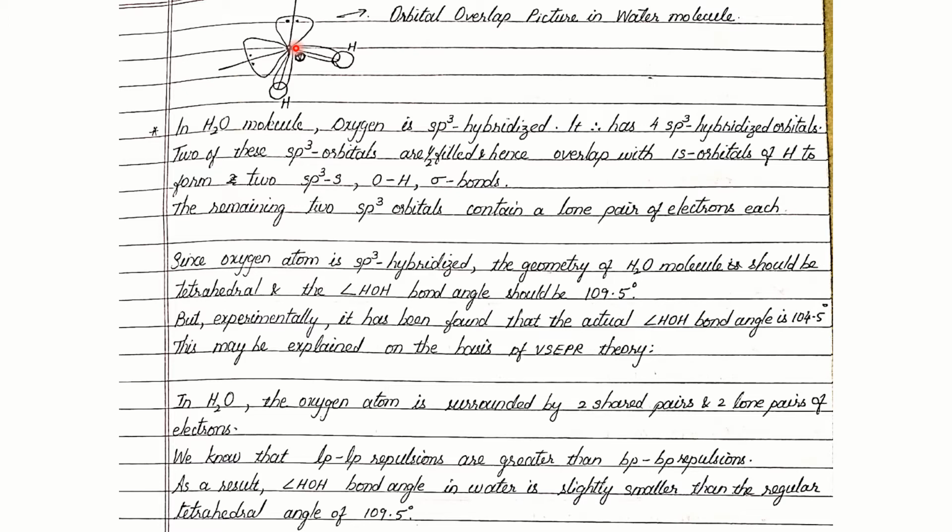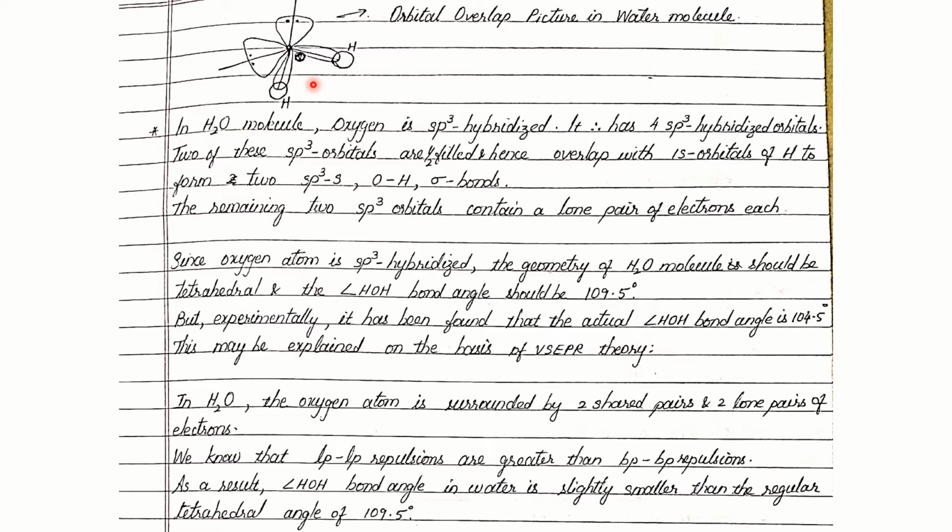But experimentally, in water molecule, it has been found that the actual HOH bond angle is 104.5 degree. We expect the angle to be 109.5 degree, but actually it has been found that the HOH bond angle in water molecule is 104.5 degree. This may be explained on the basis of VSEPR theory.